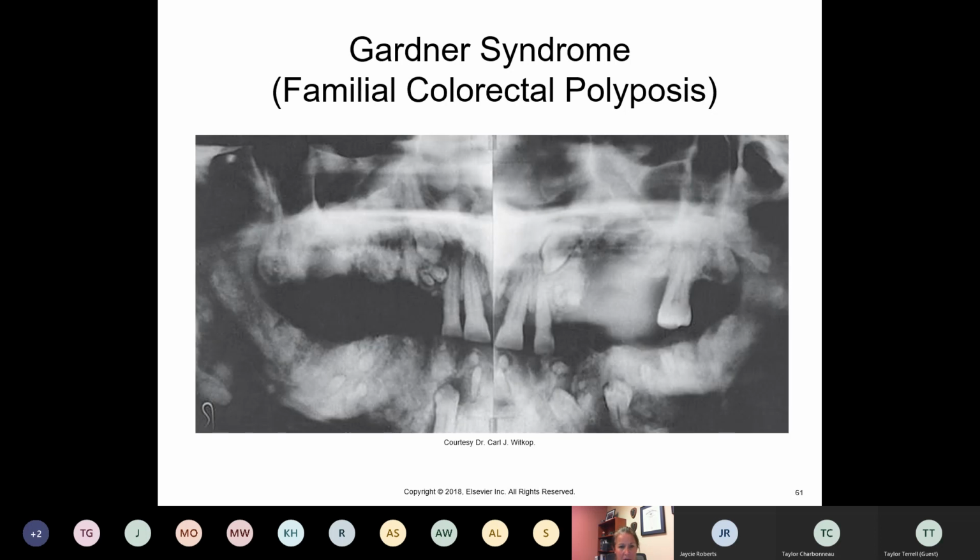If you look at this image, we see lots of odontomas. You can see a lot of those areas down there that look like teeth. And then the osteomas, everything just looks very radiopaque and like there's just extra bone everywhere. So that's kind of what you would be looking for.